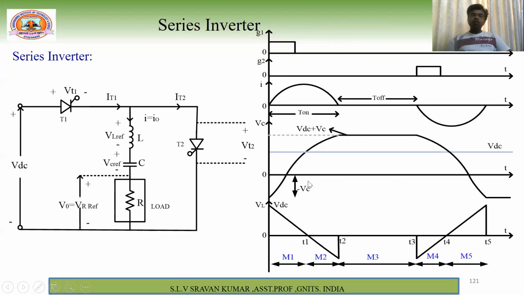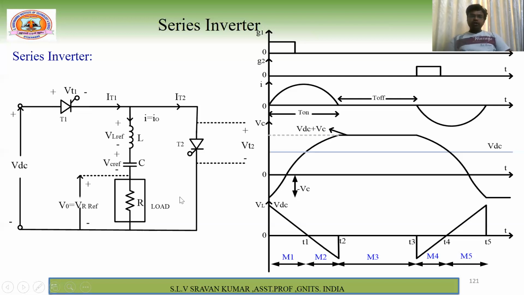Here, initially we have to assume some values. See this one: the initial voltage across the capacitor is minus Vc. The initial voltage across the inductor is VDC, or Vs, the source voltage. And the initial current is 0. These are the reference polarities, plus and minus of the inductor, and plus and minus of the capacitor. This is the reference current direction. Whenever the current is entering the load, that is called the positive current direction.